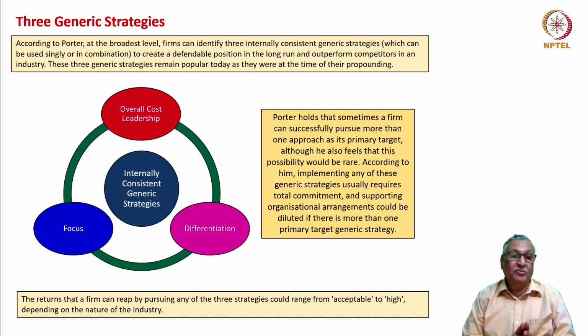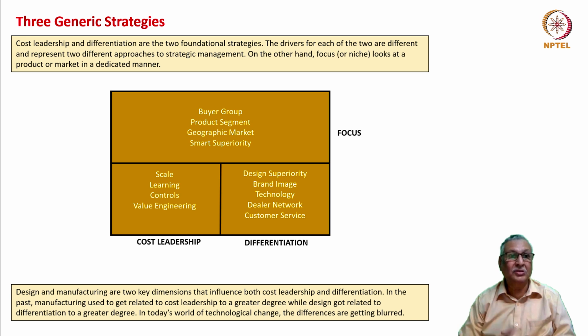The returns that a firm can reap through any of the three strategies or different shades of these strategies could range from acceptable to high, depending on the nature of the industry. Let's pictorially present these strategies. Cost leadership and differentiation are the foundational strategies. Scale, learning, controls, value engineering drive cost leadership, amongst many other factors. Differentiation is driven by design superiority, brand image, technology, dealer network, customer service.